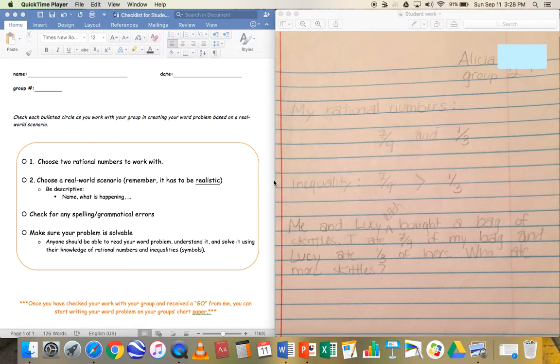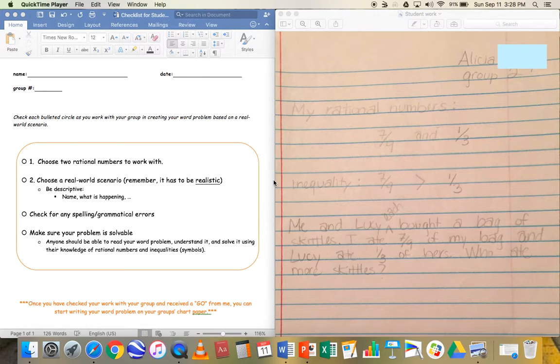So the standard that went with that lesson was the Common Core standard for the number system, sixth grade mathematics, and I chose standard number 8 under the sixth grade number system, and that was for solving real world and mathematical problems involving rational numbers.